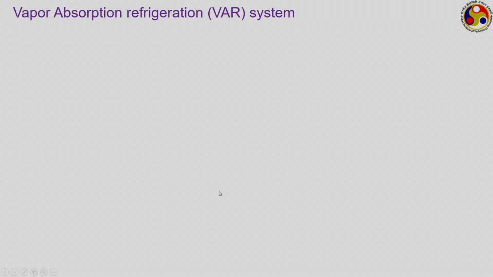That particular system is known as the vapor absorption refrigeration system, or VAR system. Like the vapor compression refrigeration is VCR, this is VAR, the vapor absorption refrigeration system. And as the name suggests, here instead of compressing the vapor, we are actually going to absorb the vapor.